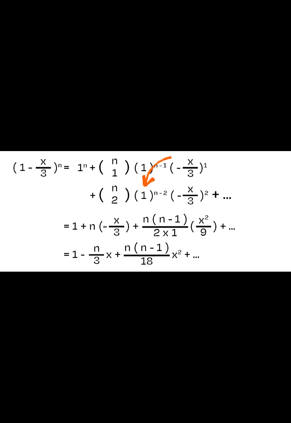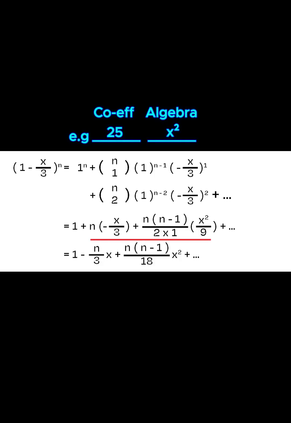All right, so the middle guy, 1 to the power n minus 2 is not going to matter again. And then the last bracket, the minus x over 3 squared, I've squared it out for you to get x squared over 9. So this is not good enough, right? Whenever you do binomial expansion, it is a good habit to write out terms as coefficient first and then algebra second. So coefficient first and then algebra second.